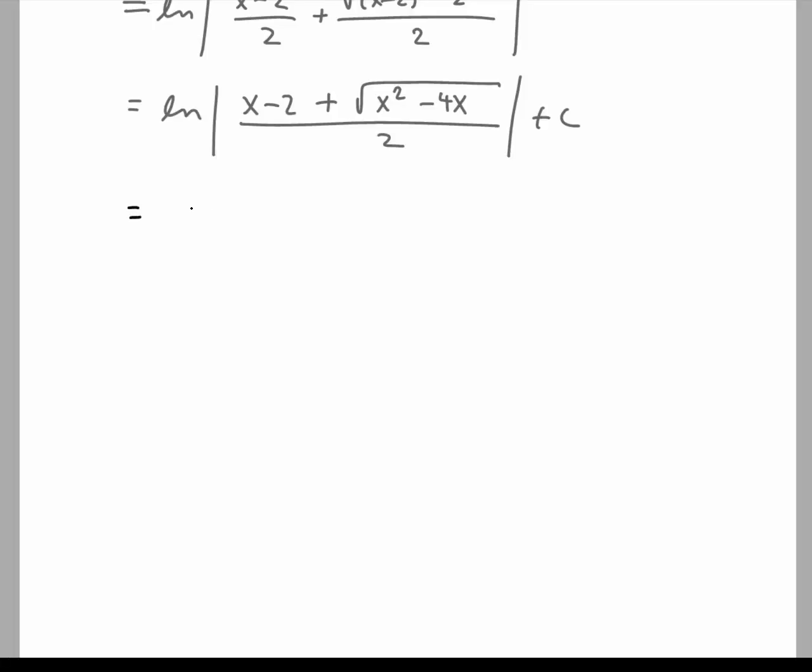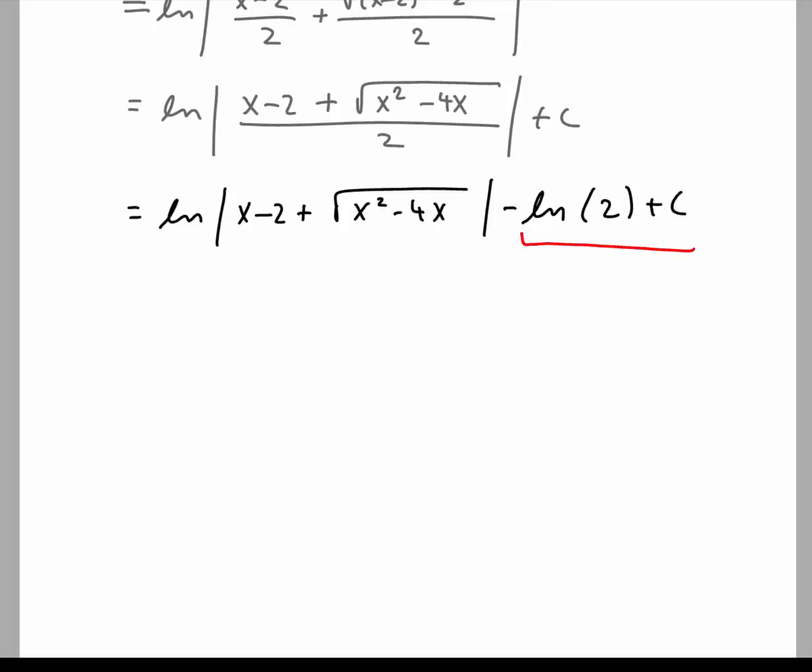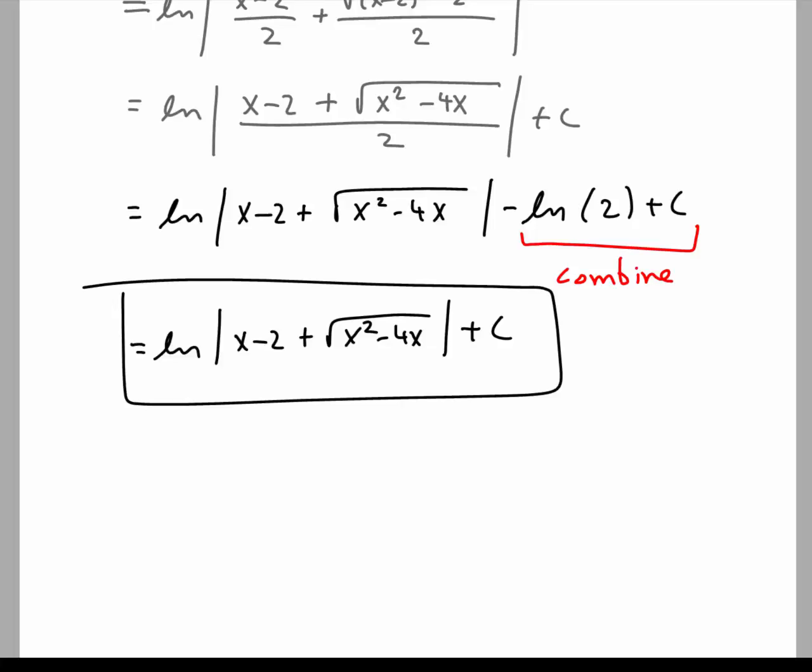Now remember, the log of a quotient is the difference of the logs. And natural log of 2 is just another constant, so I can combine these. So this is just natural log absolute value of x minus 2 plus root x squared minus 4x, plus c, my constant of integration. So that was a cool little problem.